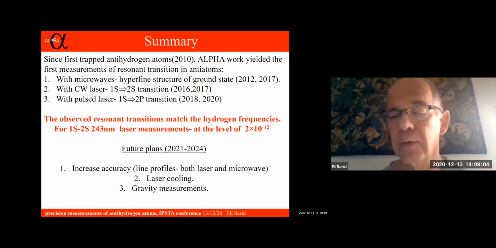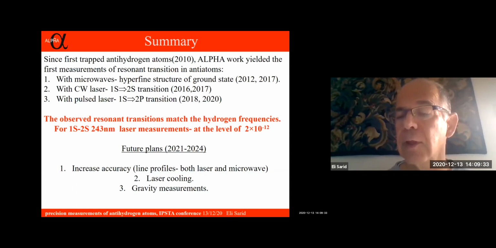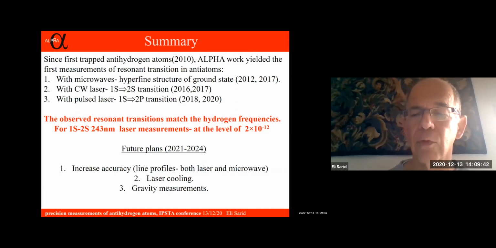And so far, no difference from the data on normal hydrogen atoms, which I must say, was expected. The future plans for the next 3 years is to further increase the accuracy for all measurement modes, go into laser cooling, and therefore be able to make more precise measurements with many more antimatter atoms, and the first measurement of its kind, gravity measurements, initially at the level of determining whether anti-atoms fall up or down, and then we aim to a precision of 1%. Thank you.